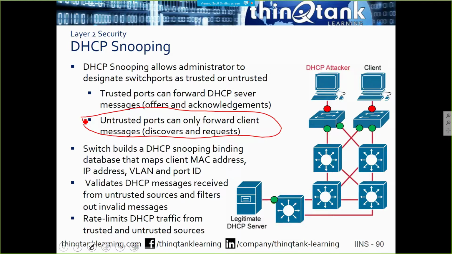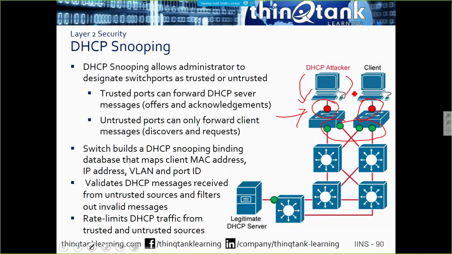All right, so I've got my legitimate DHCP server here, a client here, and my attacker here. If I've configured DHCP snooping on these two switches, and I made these untrusted ports, and of course my uplinks would have to be trusted because they're going to be passing server messages, as soon as the attacker sends in an offer or an acknowledgement, that traffic is going to be filtered at the interface level.